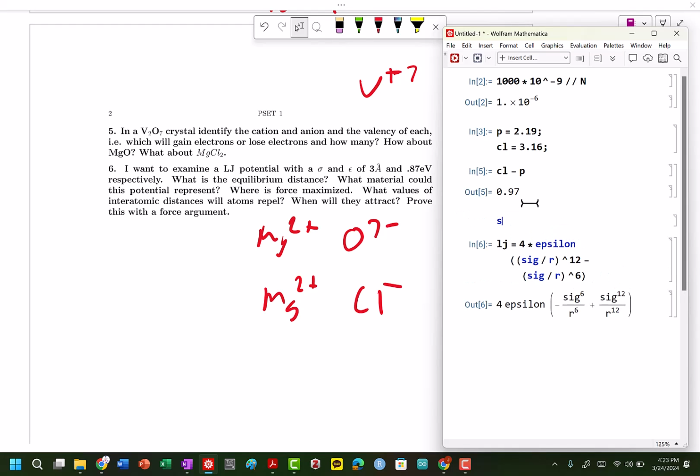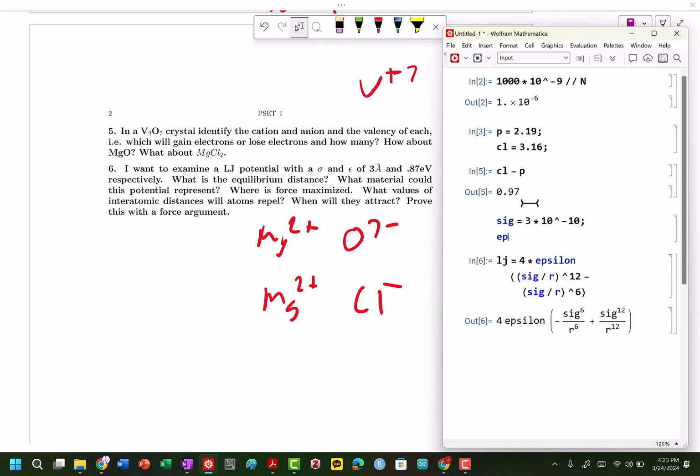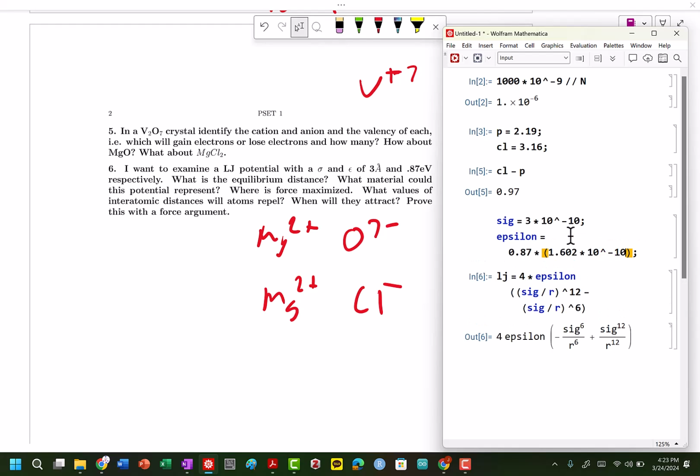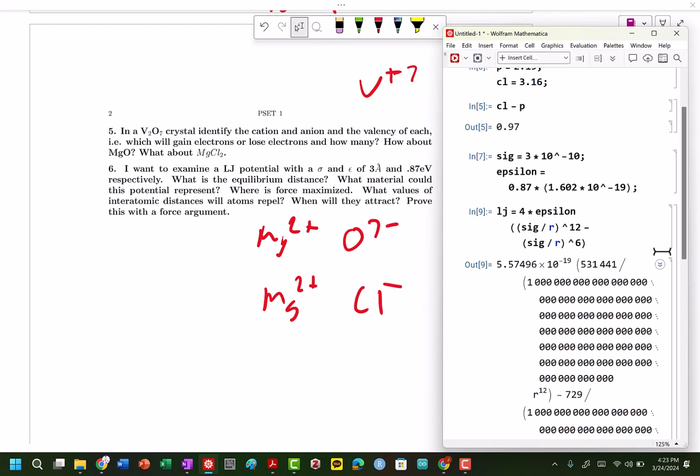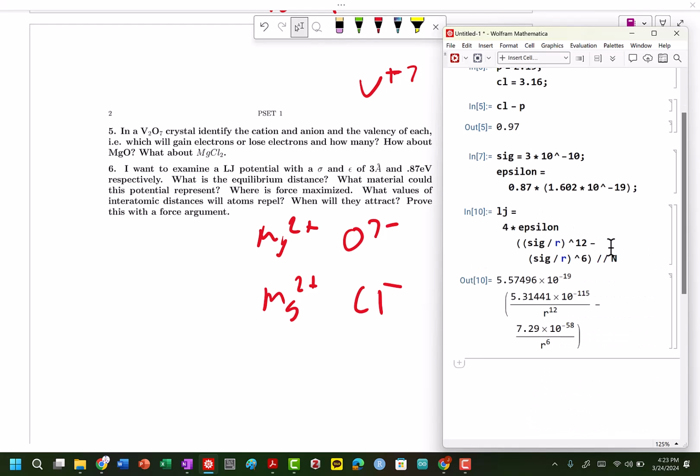We're given sigma equals 3 times 10 to the -10. We're given epsilon equals 0.87 electron volts. We don't really want to keep it in electron volts because eventually we want to work in SI units. So I'm going to multiply times 1.602 times 10 to the -19 to convert that to joules. Because if we're asked about force or values, then I want to make sure that we're okay there. So let's look at this numerically.